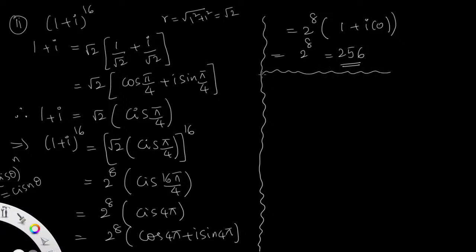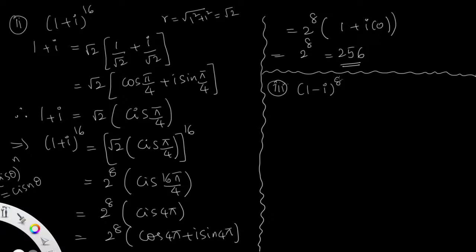In a similar way, the third question is given as 1 minus i. What is the question given? 1 minus i whole to the power of 8, I think. Same question, same model. 1 minus i, third question, 1 minus i whole to the power of 8.